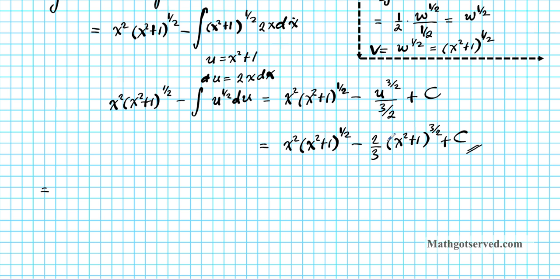You notice that we can make a factorization here. What if I write this expression like this? What if I wrote it like x squared times the square root of x squared plus 1 minus 2/3. Now, if you think about 3/2 is 1 plus 1/2, right? So x squared plus 1 raised to the first power is simply x squared plus 1, but we don't have to put that. And then the 1/2 piece is square root of x squared plus 1 plus c.